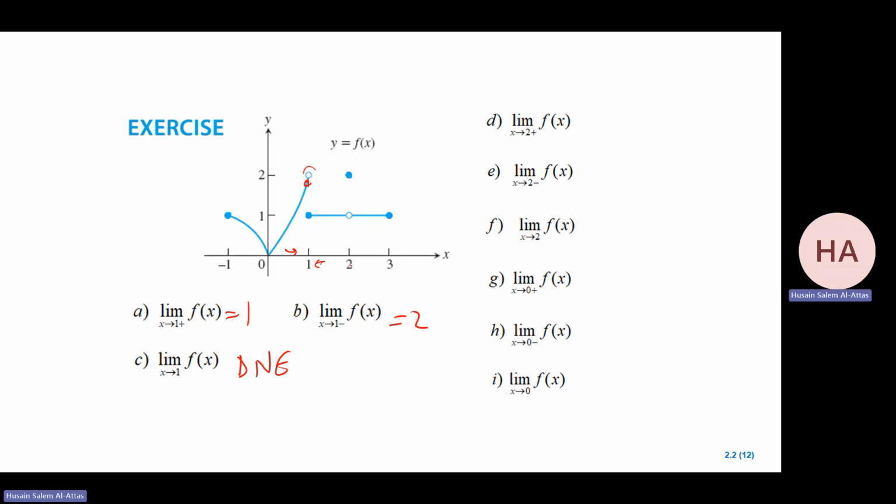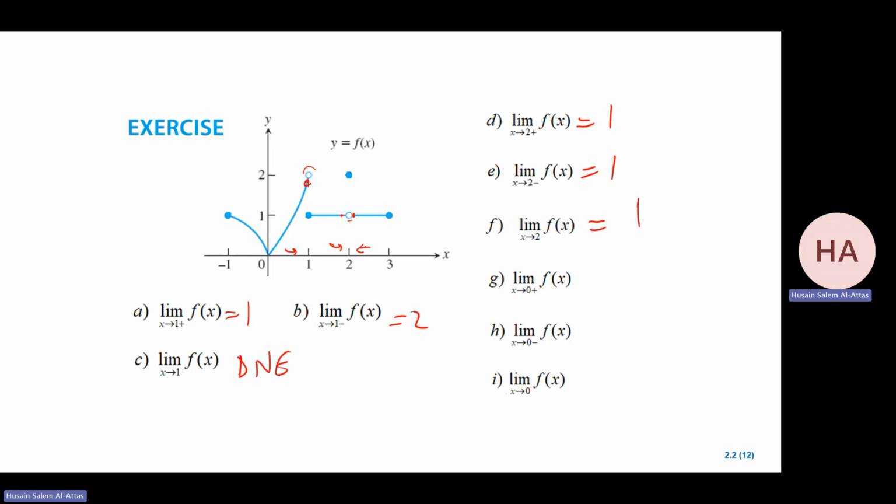2 from right. I will be somewhere here. So that will be 1. 2 from left. Same idea. It will be somewhere here. So it will be 1. So the limit as x goes to 2 will be 1. F at 2 is 2, but we don't care about F at 2. We care about the limit. As I'm approaching 2, it will be either here or there, and that will always be 1.